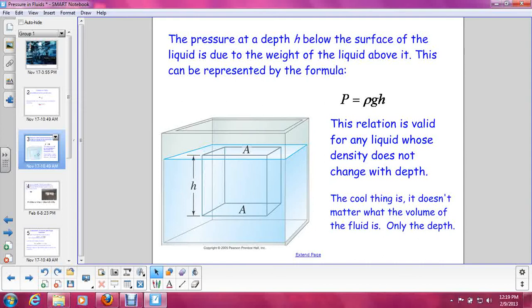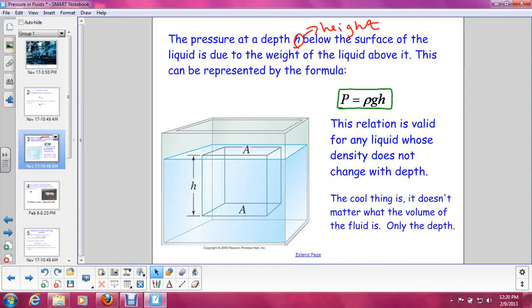And the pressure at a certain depth, h is for height, the pressure at a depth h below the surface of a liquid is due to the weight of the liquid above it. And this is represented by the formula: pressure equals density times acceleration due to gravity times height. You will need to use this equation, so you probably want to write it down somewhere. This relation is valid for any liquid whose density does not change with depth. So anytime the density is uniform, you can use this equation.